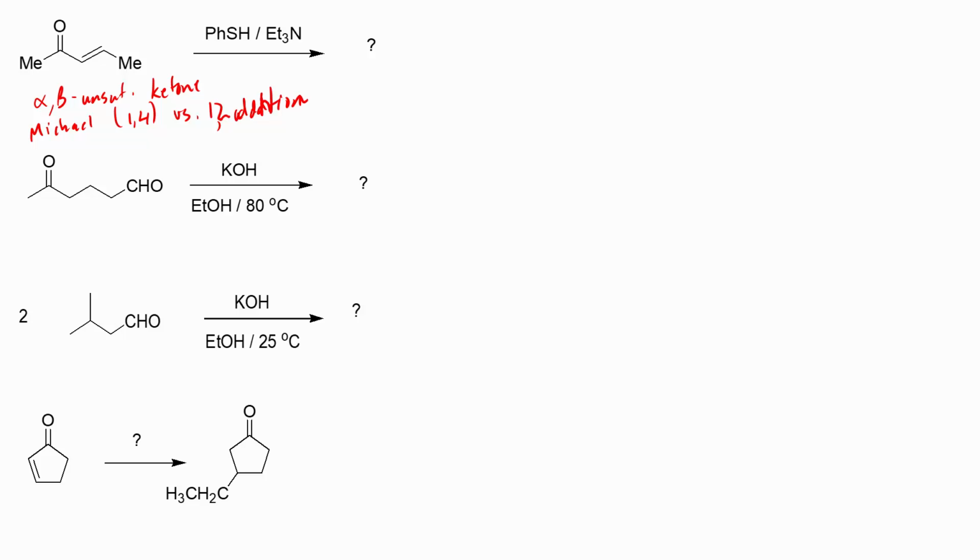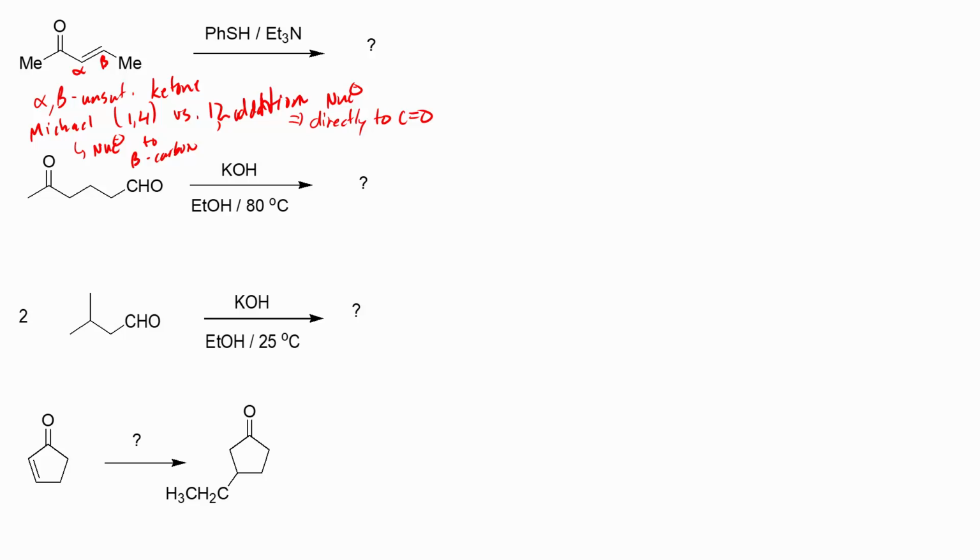1,2 addition is just addition directly to the carbonyl. Nucleophile minus directly to carbonyl. Nucleophile to the beta carbon. And so there's our alpha and betas there. Remember that alcohols, amines, and thiols do not form stable carbonyl 1,2 addition products.